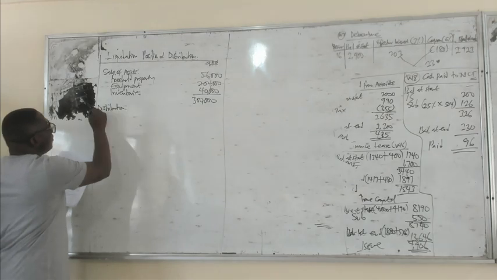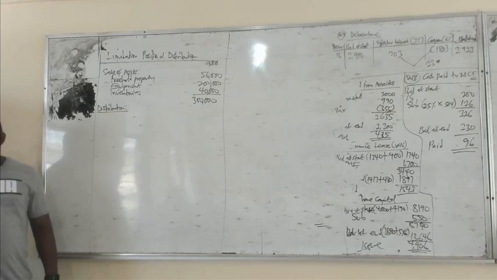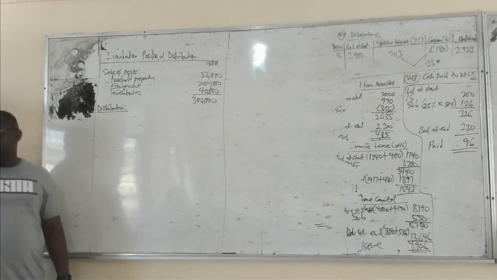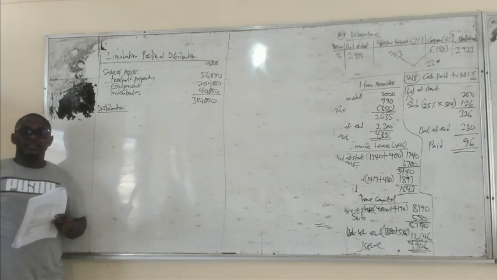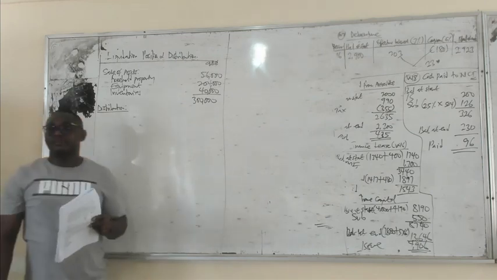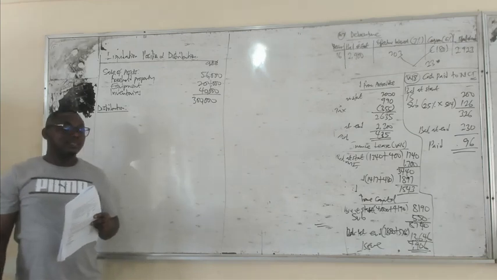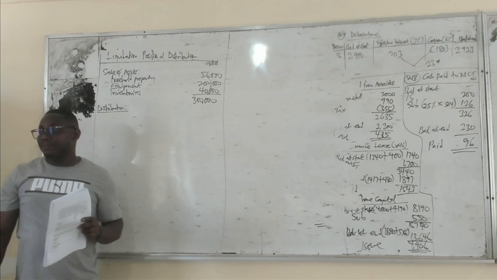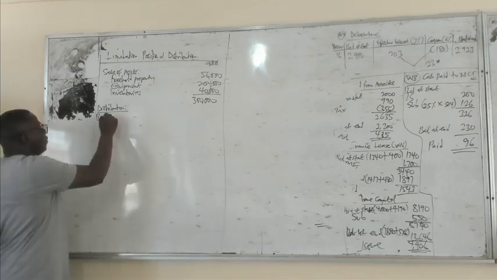So with the distribution, we will start with debt secured with the fixed charge. Which of the debt was secured with the fixed charge? By the question, which of the debt was secured with the fixed charge? The bank overdraft was secured with the fixed charge. That is number 1. So we are starting with debt secured with the fixed charge. So we have to pay the bank overdraft first.